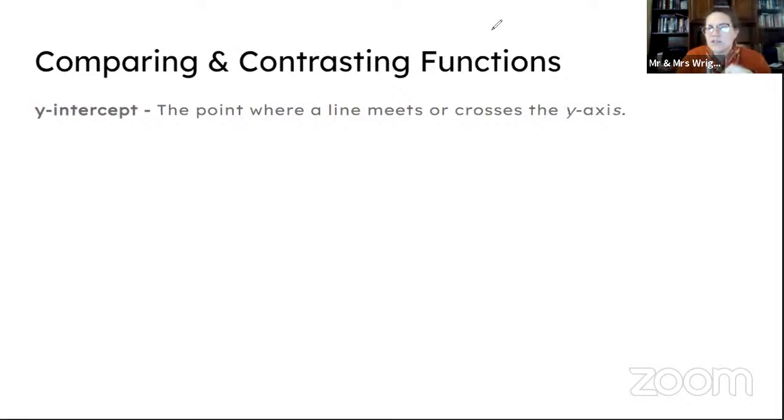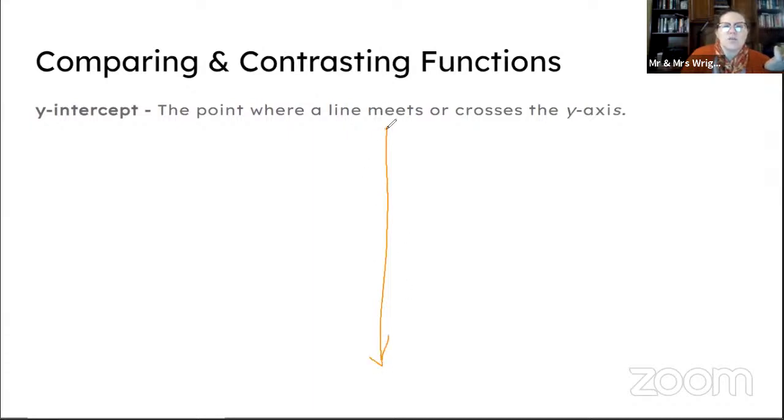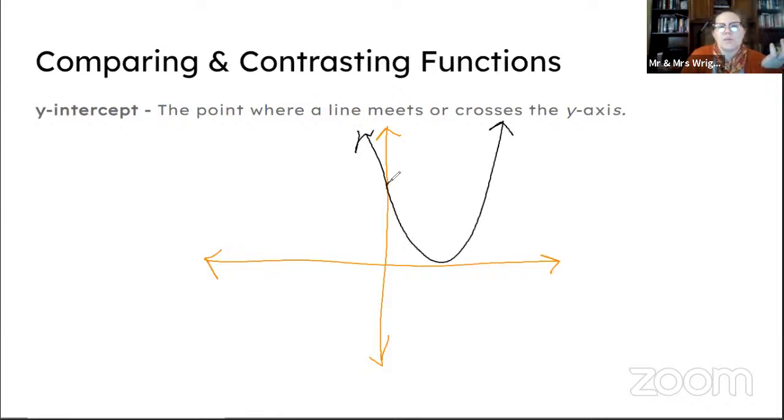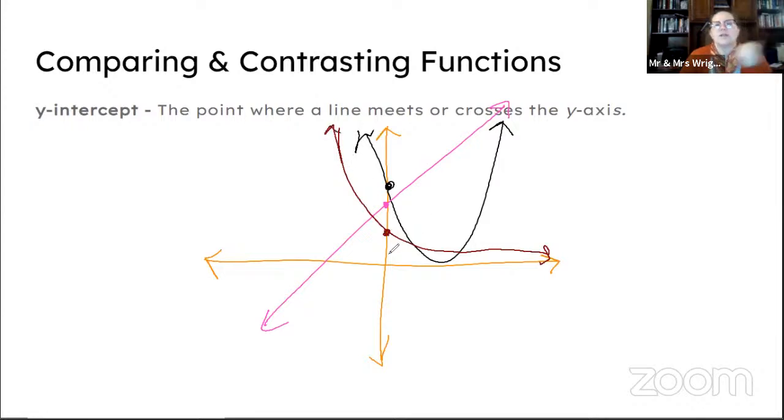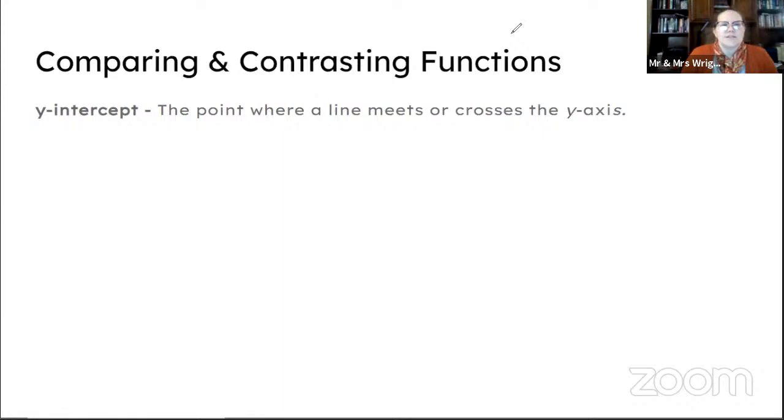Which brings us to the last term. Well, if the x-intercept is where it crosses the x-axis, what do you think a y-intercept is? Well, that's going to be where it crosses the y-axis. So here we have a parabola. There's the y-intercept. Here we have a straight line, and there's the y-intercept. And here we have an exponential function that's supposed to actually look more like that. And here you have the y-intercept. Wherever the graph crosses the y-axis is the y-intercept.